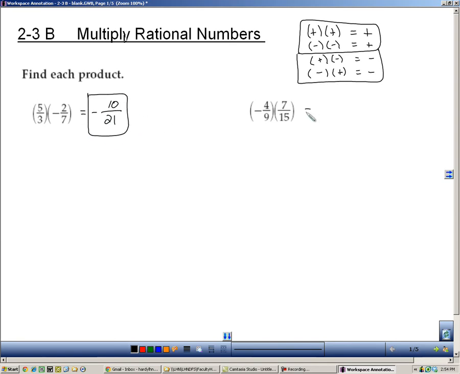Next one, same idea. We know it will be a negative product because the signs are different. 4 times 7 is 28, and then 9 times 5. Well, 9 times 10 is 90, and 9 times 5 is 45, and 90 and 45 is 135.